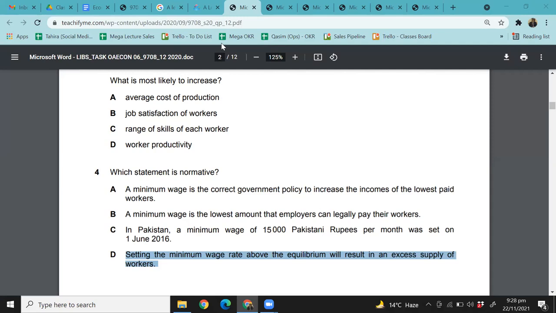So the correct answer is, now you have to pay attention. The correct answer is A. Why so? Let me tell you. A minimum wage is the correct government policy to increase the income of the lowest paid workers.